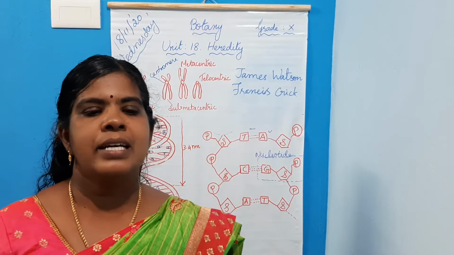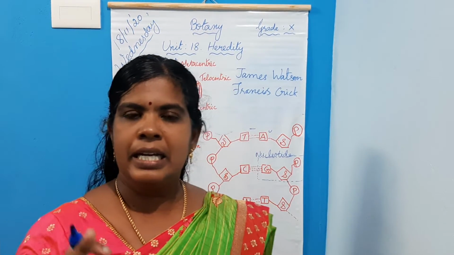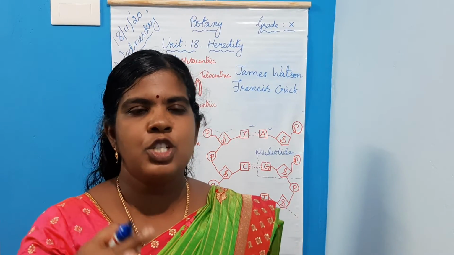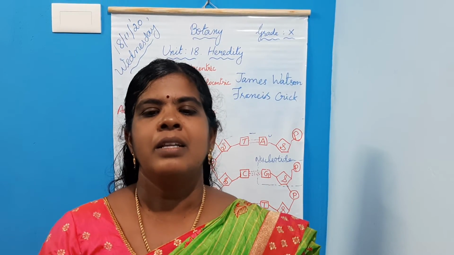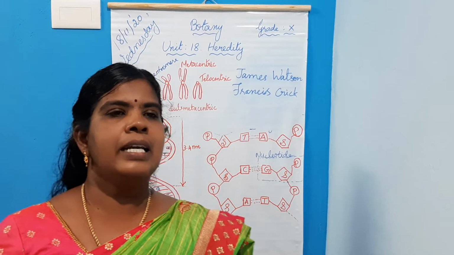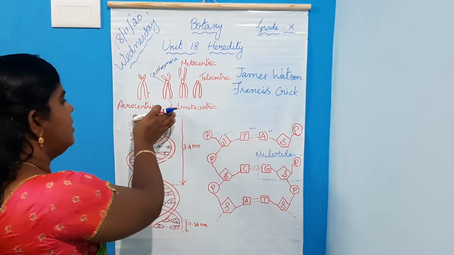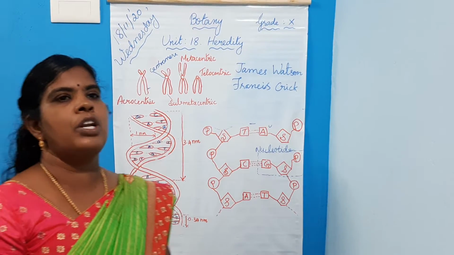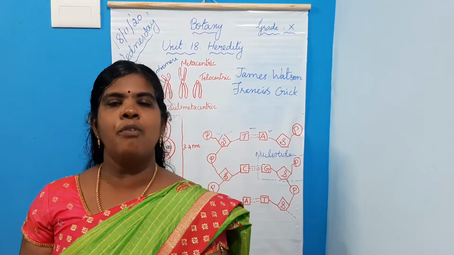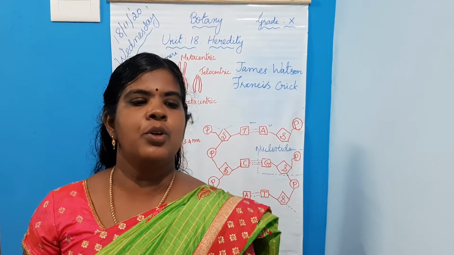So what about DNA? DNA is a hereditary material. It contains the genetic information. It is the most important constituent of the chromosome. Then the chemical composition of the DNA molecule. DNA is a large molecule consisting of millions of nucleotides, so it is called polynucleotide.